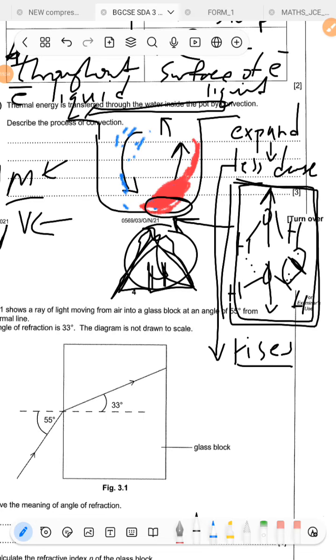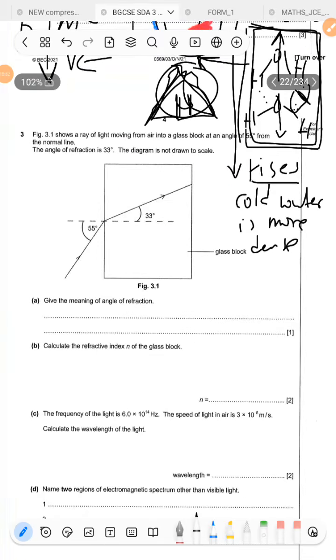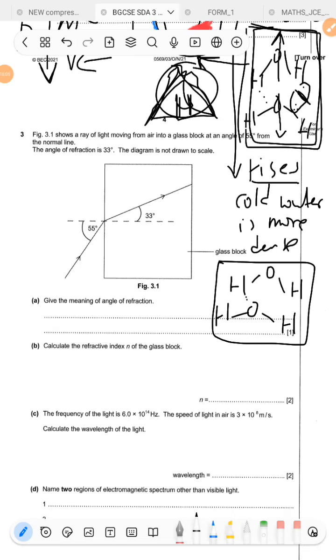And then on the contrary, in this area here, we do have cool or colder water. So cold water is more dense. Why is it more dense? It's more dense because the water molecules in that area are close to each other. Are we together? They are close to each other, overall covering a small area.